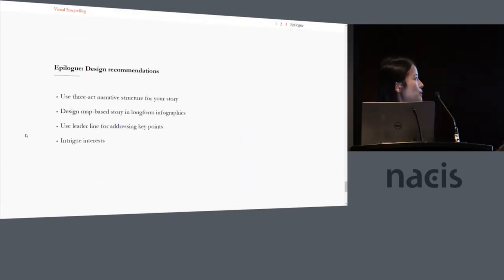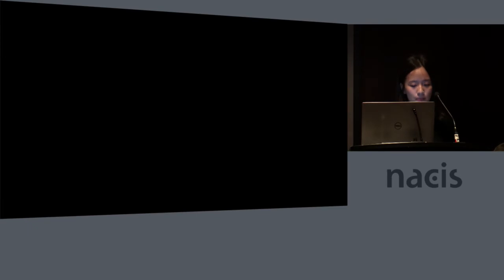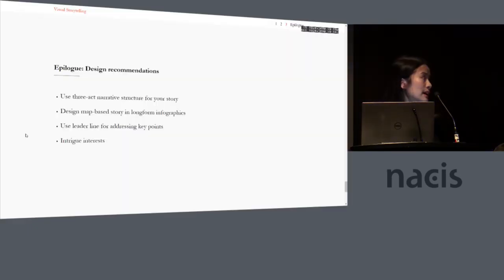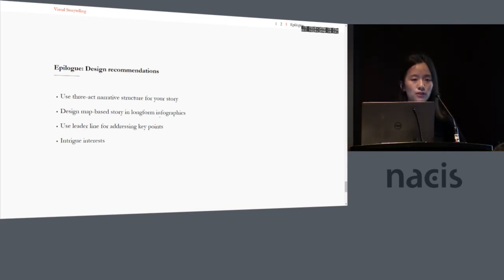So of all these results, here are my design recommendations. First, use a 3-act narrative structure for your story, as almost all of the users can memorize your story, and half of them can memorize the characters of your story. Design map-based visual stories, long-form infographics, as they can help the readers memorize and interpret your story. Use leader line for addressing key points. It's proved that the leader line can help readers memorize the story and especially focus on the key parts of your story. So if your story is character-based, consider using leader line.